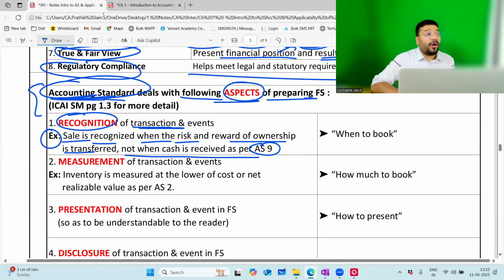That closing inventory we are recording, no? What entry are you passing for that? Closing stock to purchases or closing stock to trading account. So you are recording this, no? Is this a transaction? No, it is an event. So which AS teaches us to record this? AS 2. AS 2 talks about how to do the valuation and when to record it at the end of the year. So AS deals primarily with recognition of transactions and events.